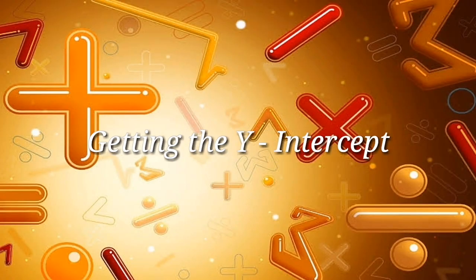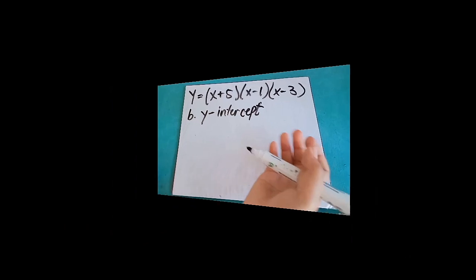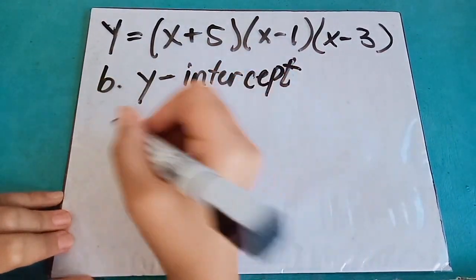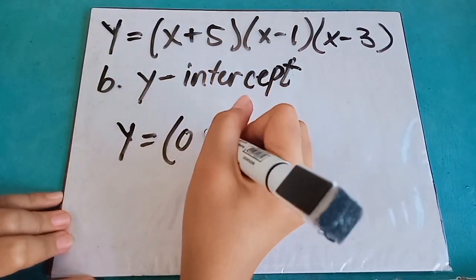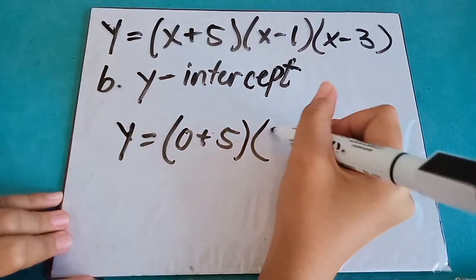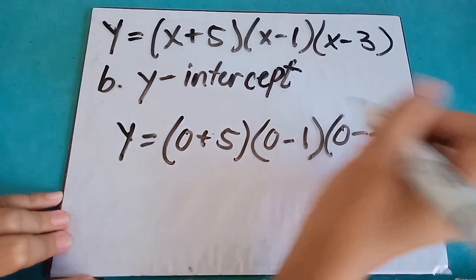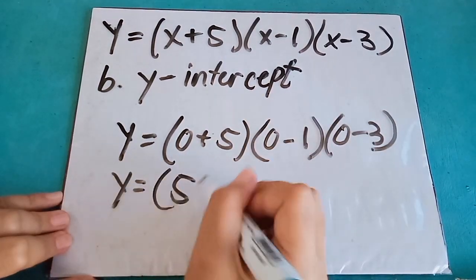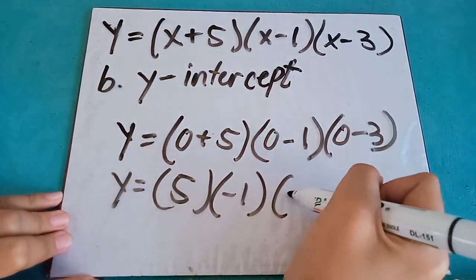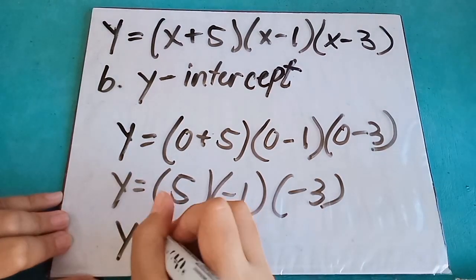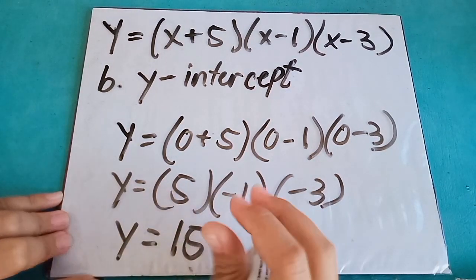Getting the y-intercept. To get the y-intercept, let x be 0. So, y is equal to the quantity of 0 plus 5 times the quantity of 0 minus 1 times the quantity of 0 minus 3. So, y is equal to 5 times negative 1 times negative 3. Y is equal to 15.